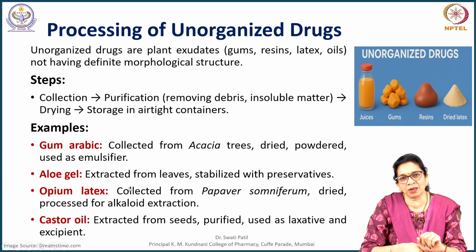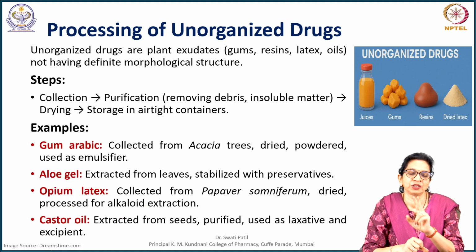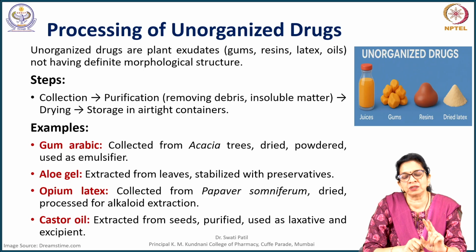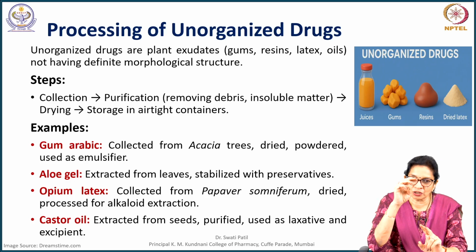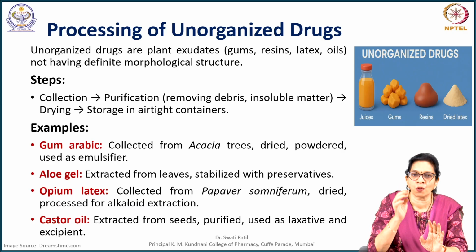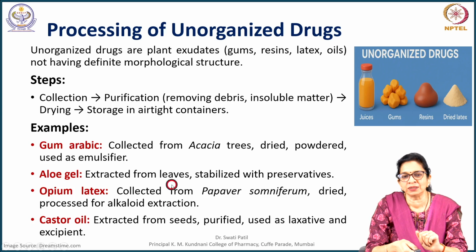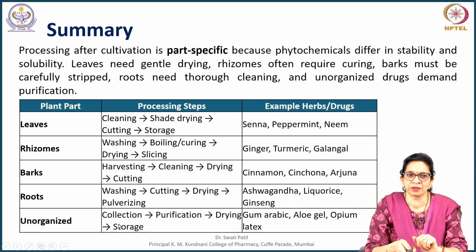Opium latex is collected from the capsule with two important traditional instruments, the nashtar and charfala. An incision is given on the capsule such that there are 3 lines on the capsule and it does not penetrate deep into the capsule. Only on the outer periphery incisions are given and the latex is collected, from which the morphine alkaloids are extracted. Castor oil is extracted from seeds, purified and used as a laxative or as an excipient.